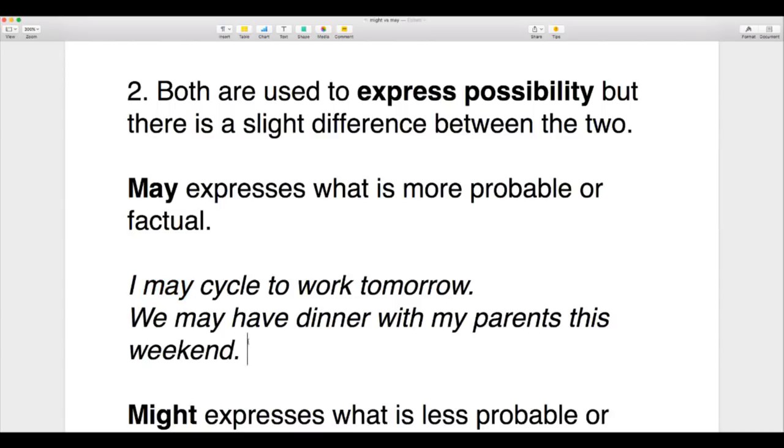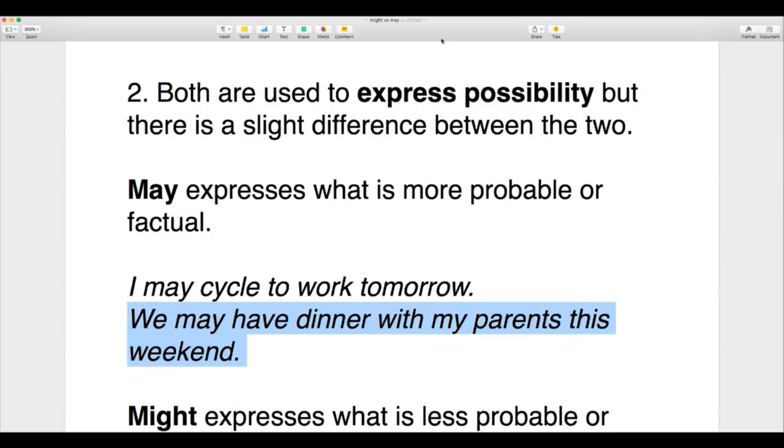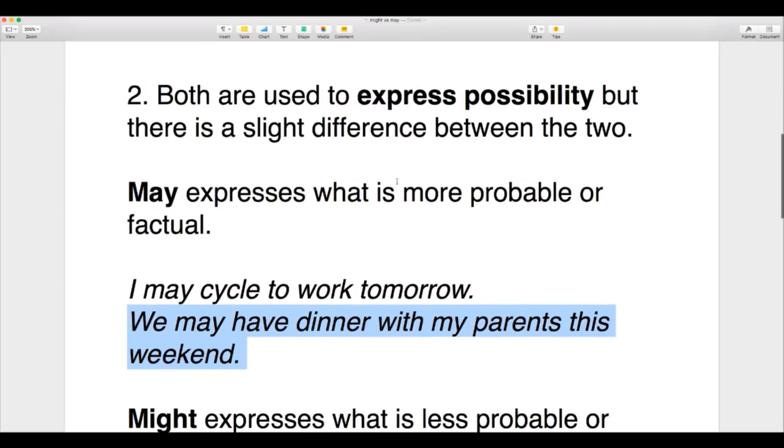Also, I've just got off the phone to my mother, and my mother has said, we're coming to London and we'll be with you probably around 6 o'clock, in which case we'd like to have dinner with you. So it's probably going to happen. So I will say to my boyfriend, perhaps, we may have dinner with my parents this weekend. It will probably happen.